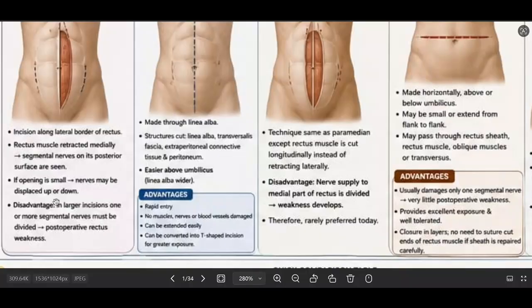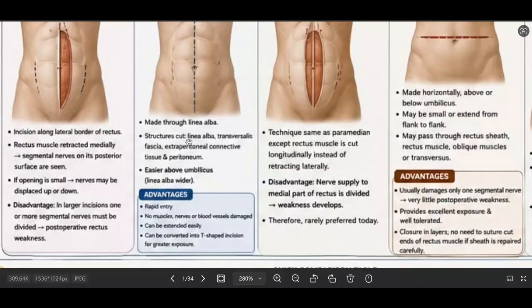And the disadvantage here, which is very important, is that if the incision needs to be enlarged, or one or more segmental nerves must be divided, post-operative rectus weakness occurs. Because if we need to divide or cut the nerve, then there will be post-operative weakness.